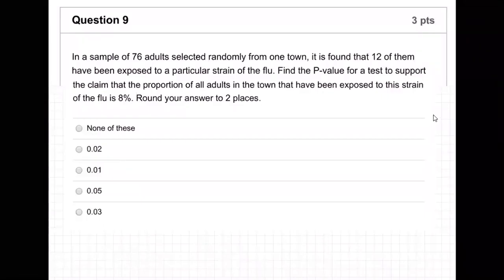Okay, so number 9 here. In a sample of 76 adults selected randomly from one town, it is found that 12 of them have been exposed to a particular strain of the flu. Find the p-value for a test to support the claim that the proportion of all adults in the town that have been exposed to this strain of the flu is 8%. Very timely. This could be COVID. Round your answer to 2 places.